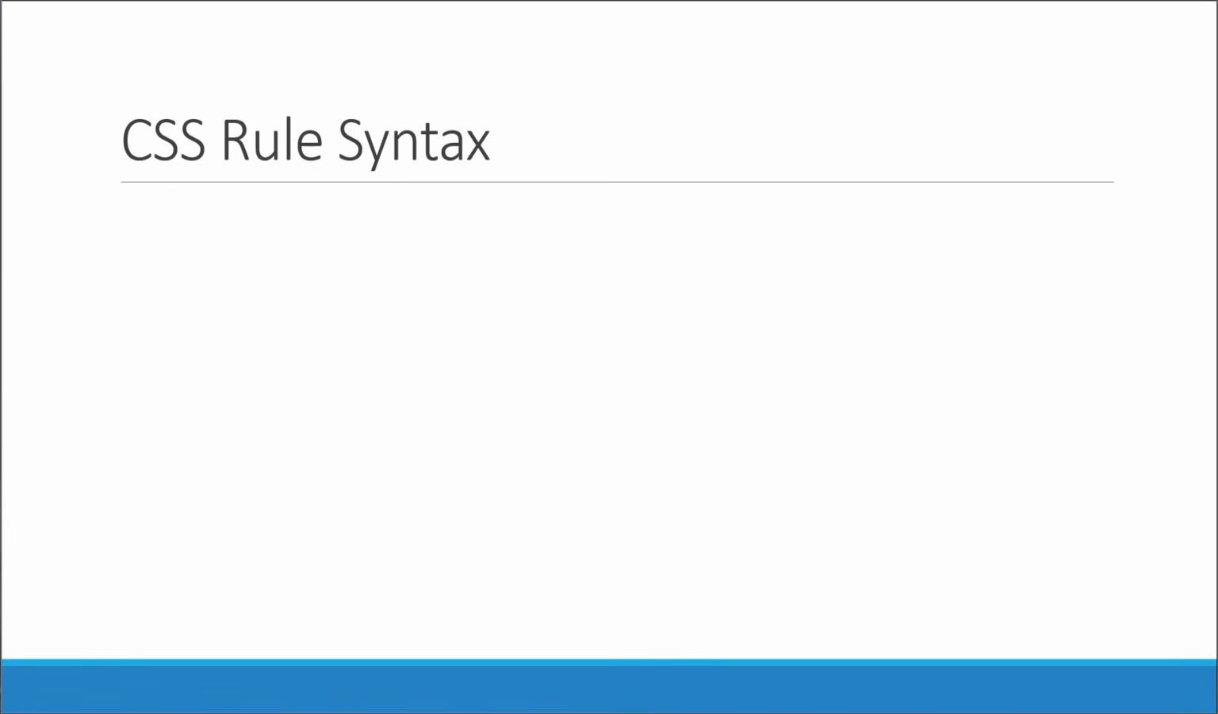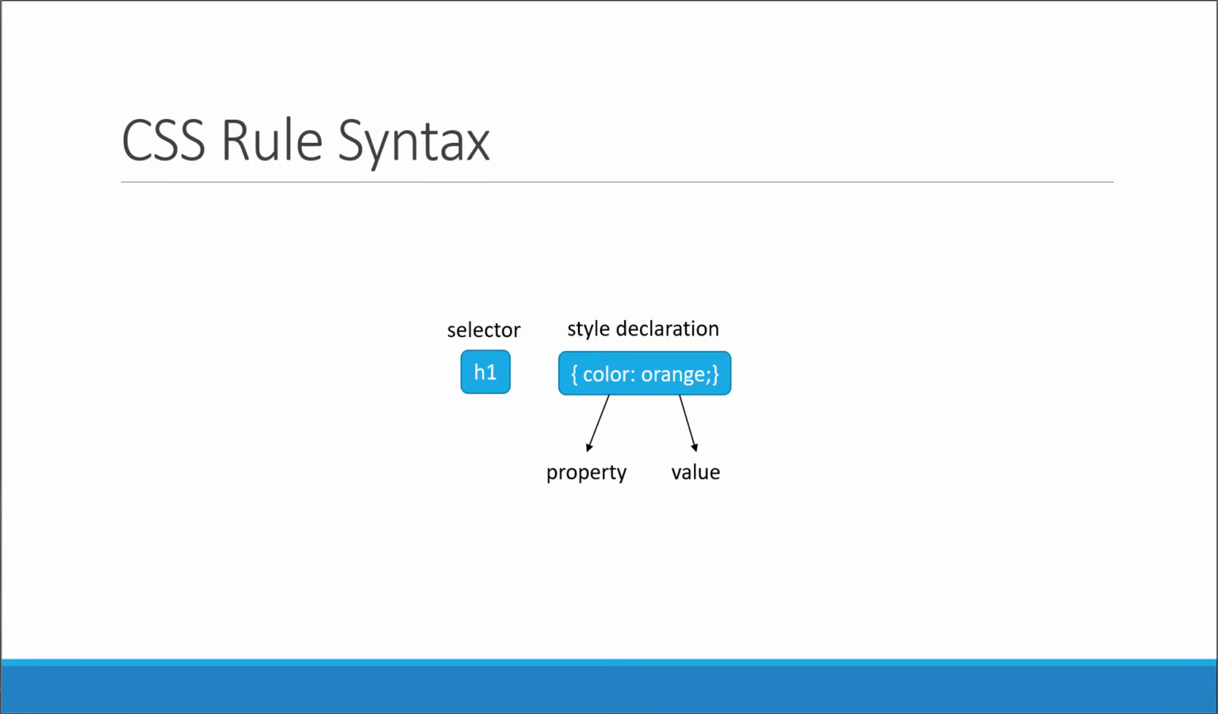Which brings us to the syntax of a CSS rule. A CSS rule consists of a selector and a declaration block. The selector points to the HTML element you want to style. The declaration block contains one or more style declarations separated by semicolons. Each declaration has a property and a value.